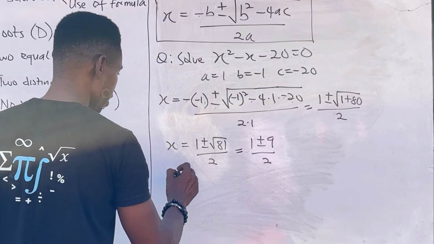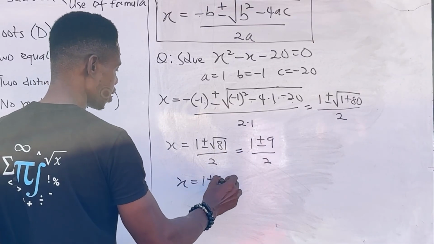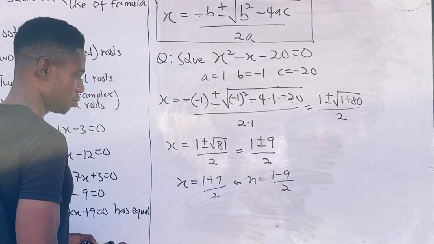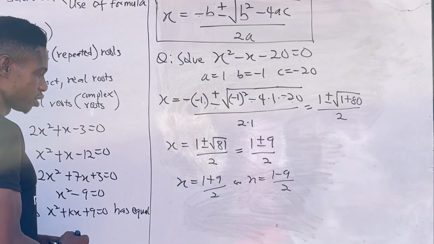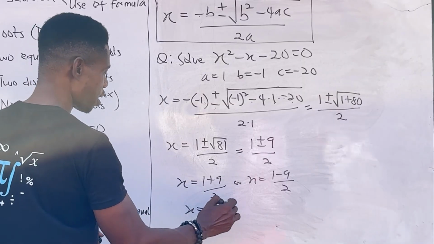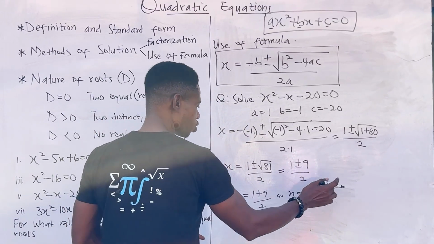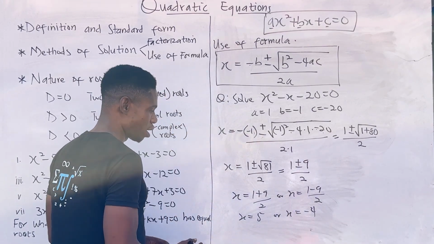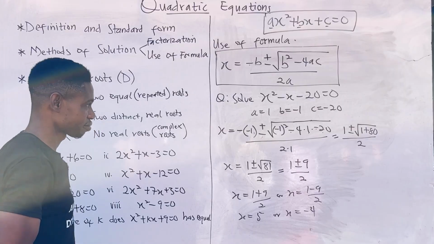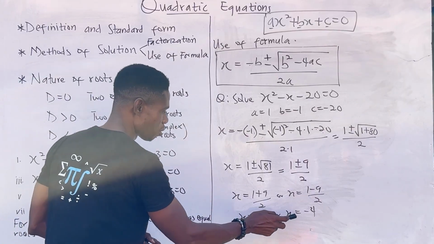Okay, so from here, our x is either, remember, plus or minus, 1 plus 9 over 2, or x is equal to 1 minus 9 over 2. So our x equals 1 plus 9 is 10, 10 over 2 is 5. Or x equals 1 minus 9, that's minus 8. Minus 8 over 2, that's minus 4. So our x is 5 or minus 4.